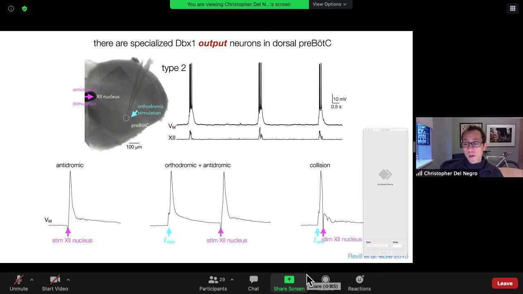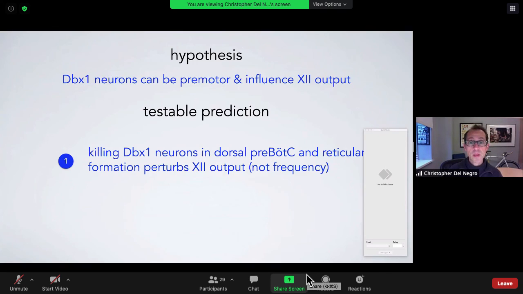But when we made the orthodromic and antidromic stimuli within 5 milliseconds, the antidromic stimulation failed to generate an action potential, presumably because of a collision with the orthodromic spike. And this gave us some assurance that these type 2 neurons in the dorsal preBötzinger complex, which were DBX1 derived, were in fact connecting directly to hypoglossal motor neurons in the hypoglossal nucleus, thus verifying our prediction.